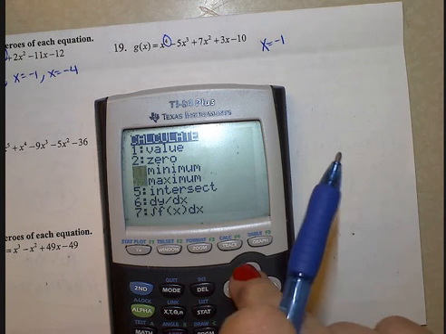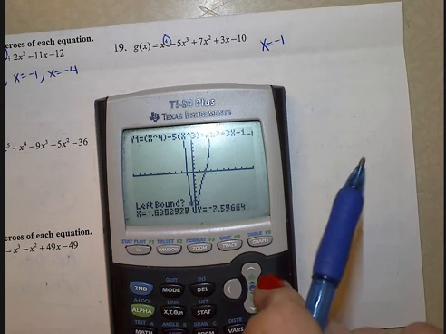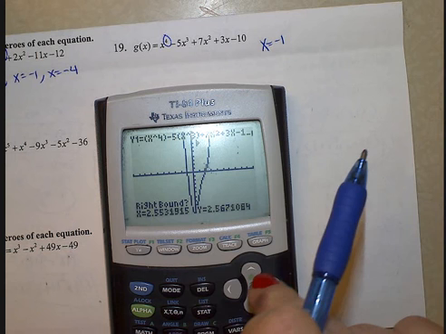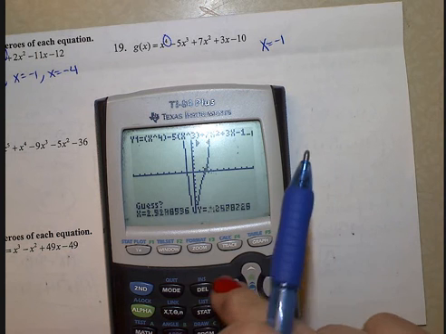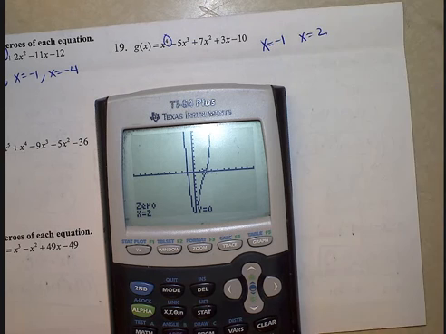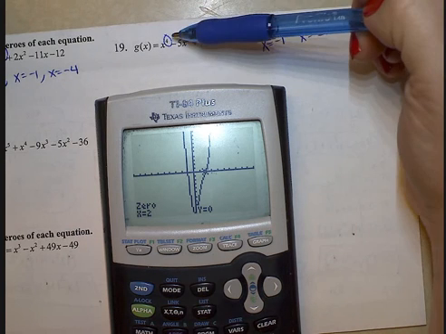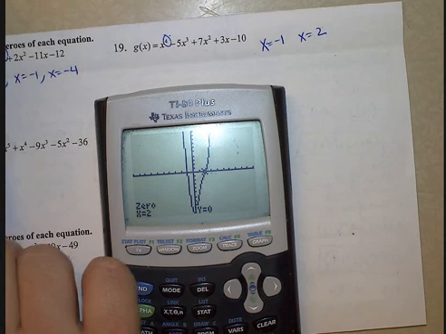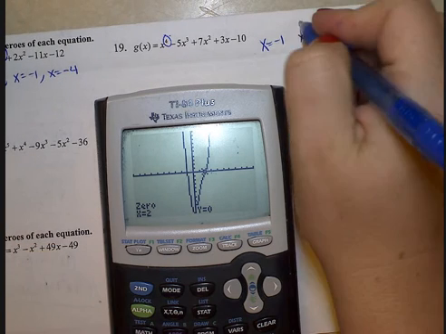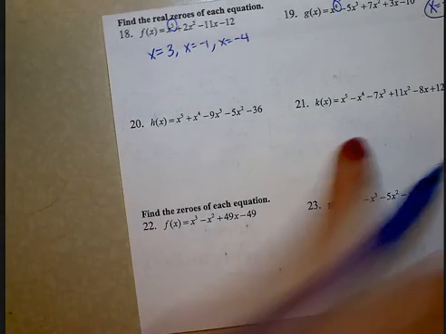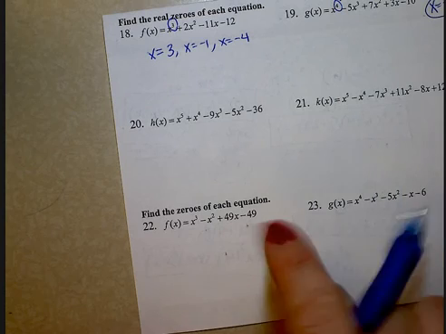Let's find the 0. So I'm going to come along here, left bound, right bound above it, and back to the guess. Oh, and x equals 2. Okay, so I'll have 2 real solutions and 2 imaginary. It says find the real 0, so I only need to identify these 2. Okay, continue doing that for 20 and for 21, please. And then back on to 22 and 23.